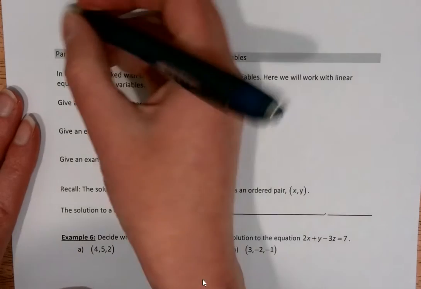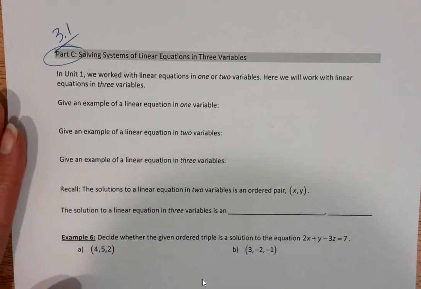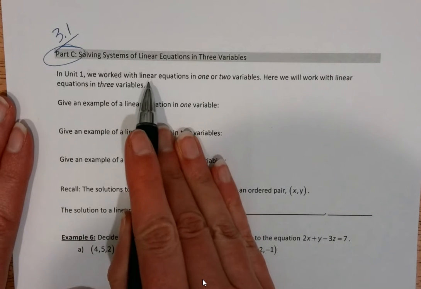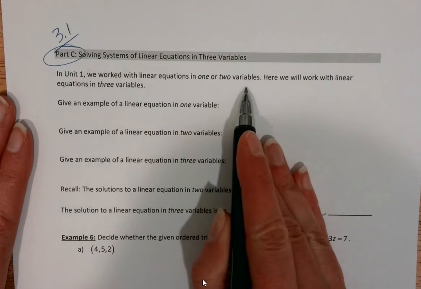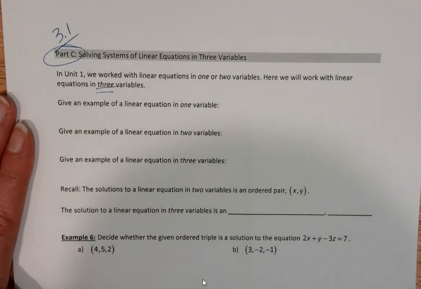This is section 3.1, part C, on solving systems of linear equations in three variables. In Unit 1, we worked on linear equations in one or two variables. Here we're going to work on linear equations in three variables. So it's going to be a nice review for us as we go towards our final.